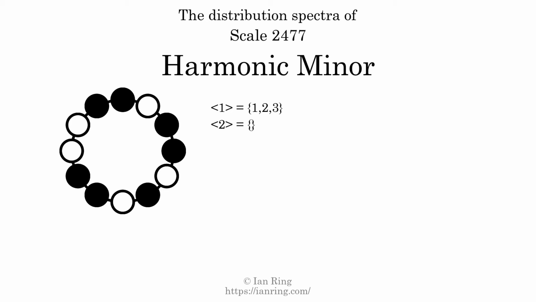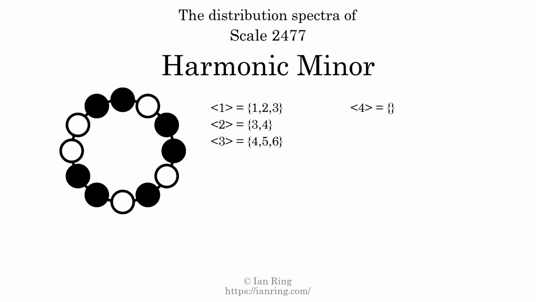The generic interval of 2 scale steps comes in 2 different specific interval sizes. 3 semitones, and 4 semitones. The spectrum width of this generic interval is 1. The generic interval of 3 scale steps comes in 3 different specific interval sizes. 4 semitones, 5 semitones, and 6 semitones. The spectrum width of this generic interval is 2.